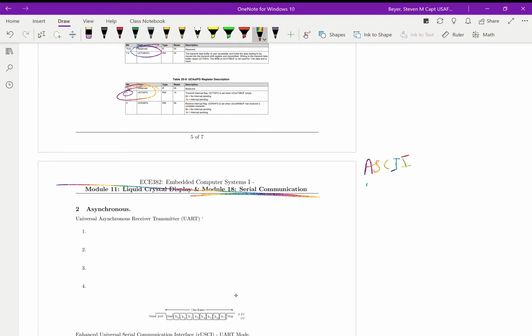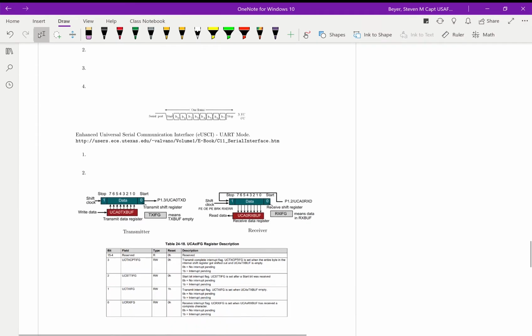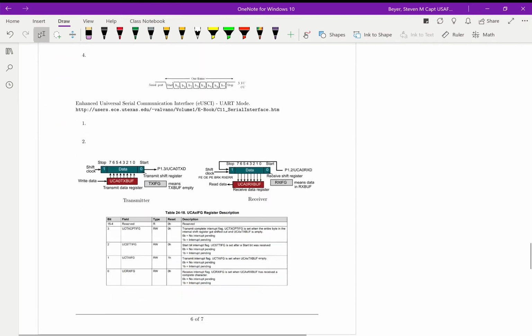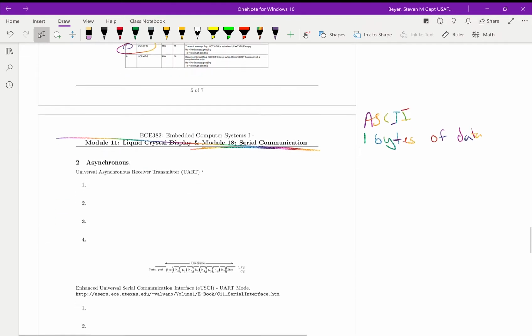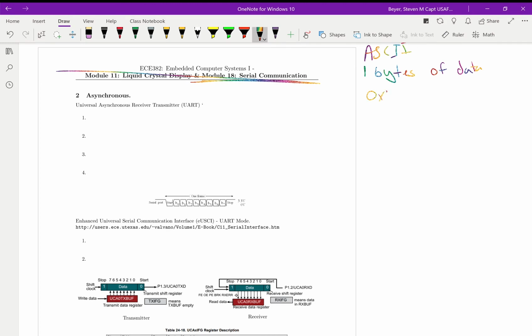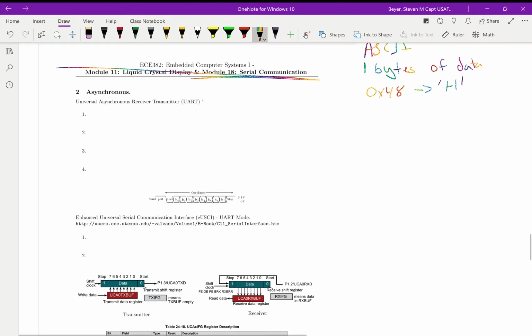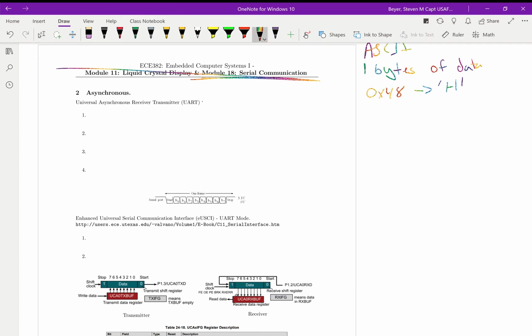2 bytes. I'm sorry, it's 1 byte of data. So if we take a look at our ASCII table, we do something along the lines of 0x48, so that's the hex representation. That represents a capital H. So 0x48 though is a bunch of bytes of information.